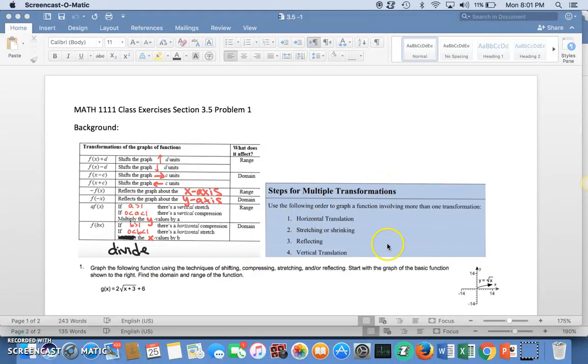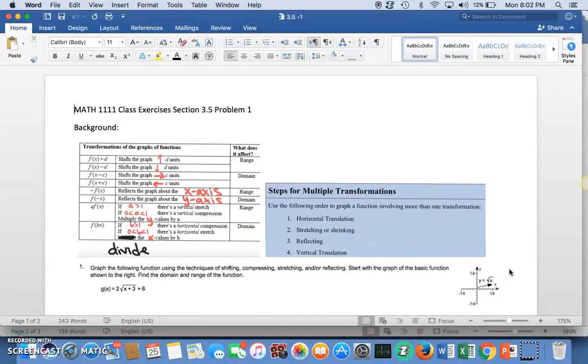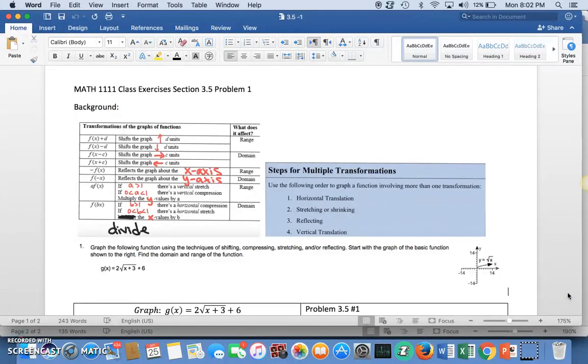The order that you should do these transformations in is the horizontal transformations, then the stretching or shrinking. The third thing is reflecting. The fourth is the vertical transformation. If you don't do them in order, a lot of times it's wrong. Sometimes it might not matter, but most times it does matter if you've got them all.